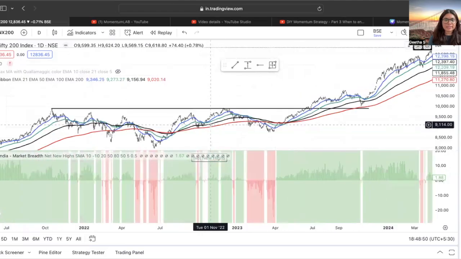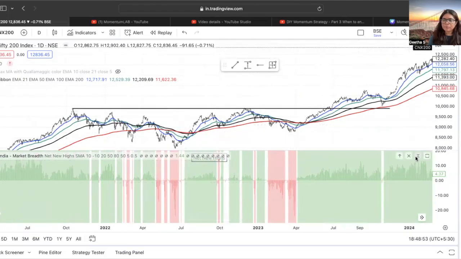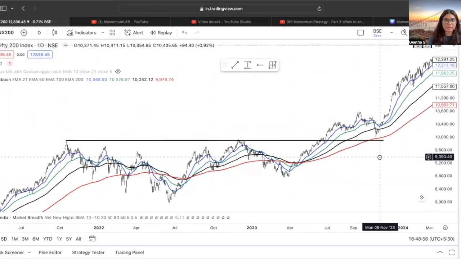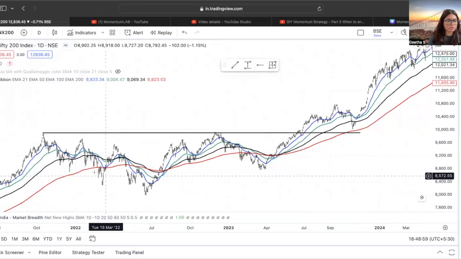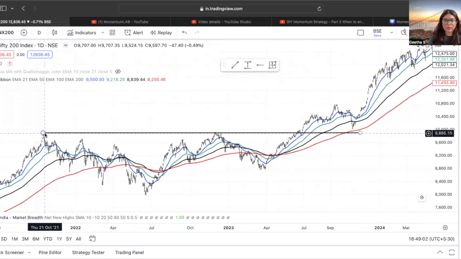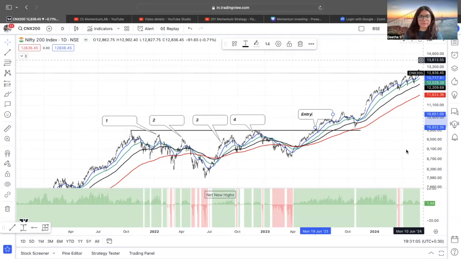So let me also take you through several openings for an entry. Several entry points have come across throughout, let's just say, October 2021 to now. So here is in front of you a chart again.